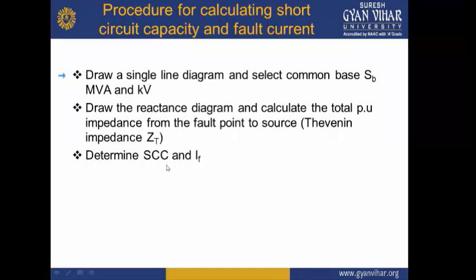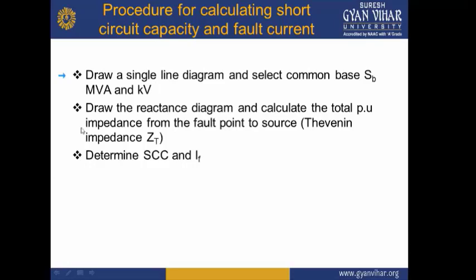the very first step is to draw a single line diagram and select the common base, S base in MVA and the kilovolts. Suppose, for example, we have a power system network. We first draw the single line diagram of the network in which the fault has occurred, and then we select a common base power and base voltage for it. The base power will be selected on an MVA base, for example 100 MVA or whatever arbitrary base value you would like to choose. And similarly, the base kV or the base voltage has to be selected.